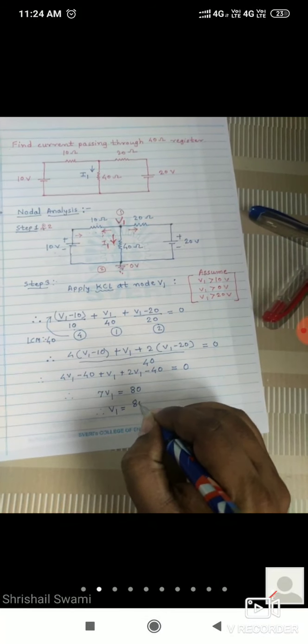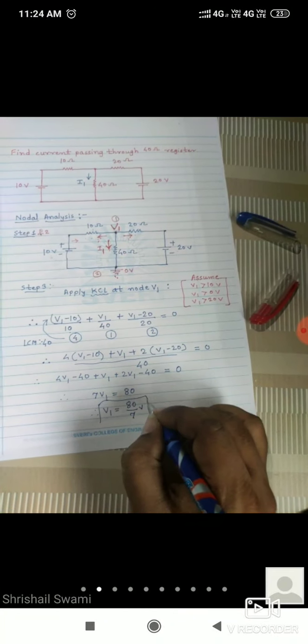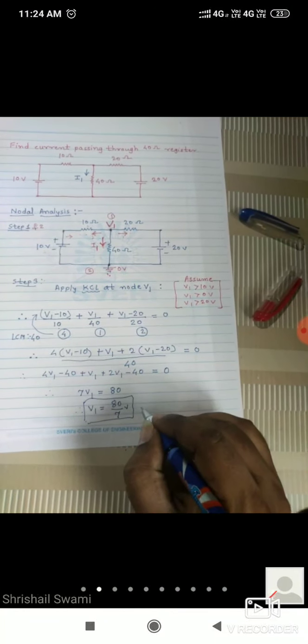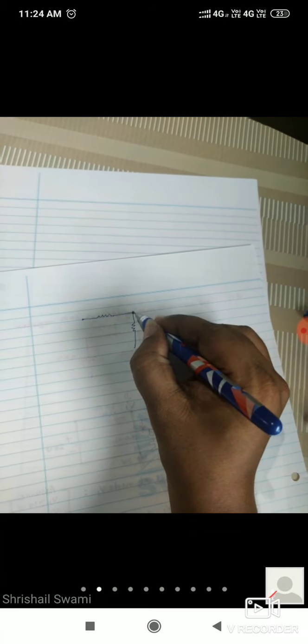So what is the value of V1 here? 80 divided by 7 volt. We will keep it as it is. Suppose we are keeping it as it is. Now once again I will draw the circuit, because we need to find the value of current passing through that 40 ohm. Still the problem is not completed.